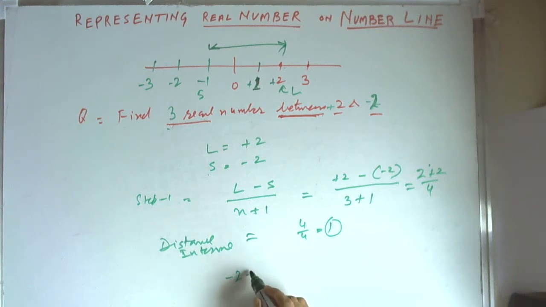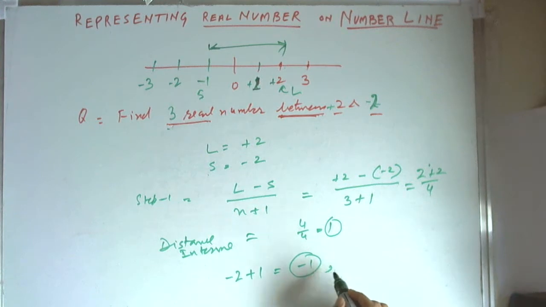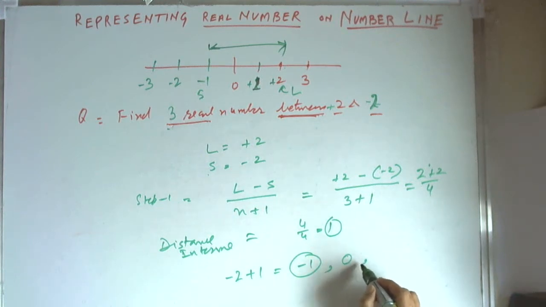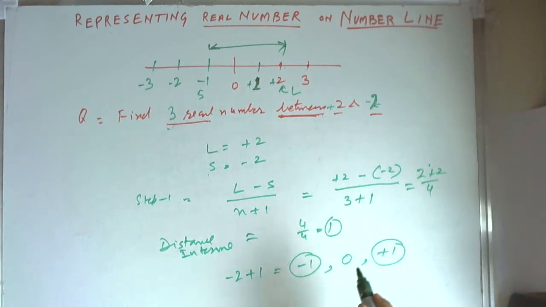So for finding the numbers, what we have to do is start from minus 2 and add plus 1 to it. So this will become minus 1. Then we add one more. This will become 0 and then plus 1. So minus 1, 0 and plus 1. Like that we can find three numbers between plus 2 and minus 2.